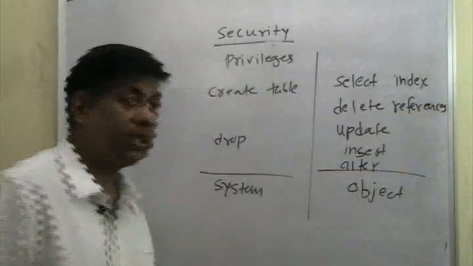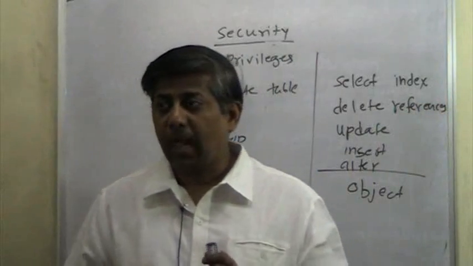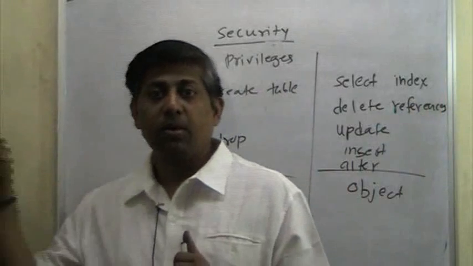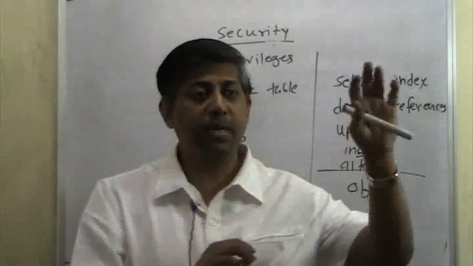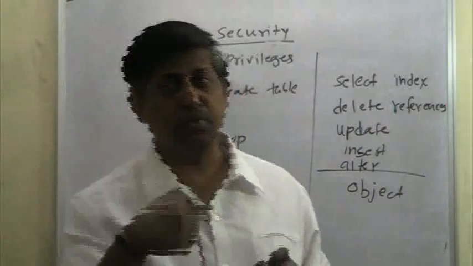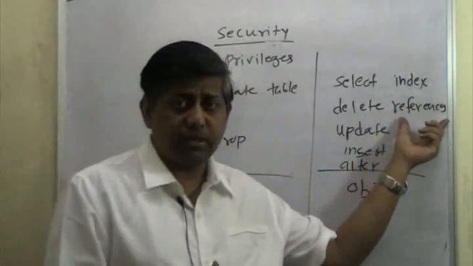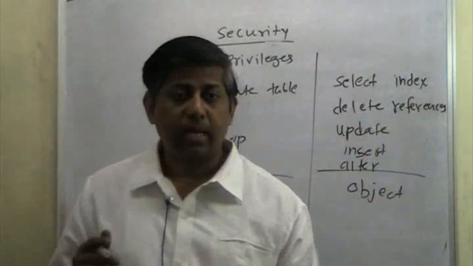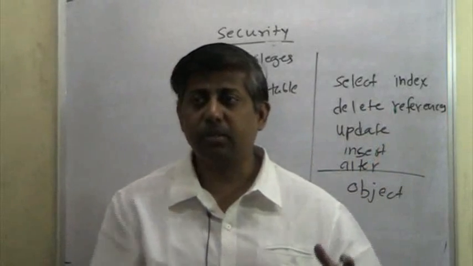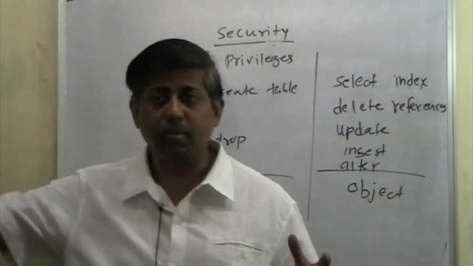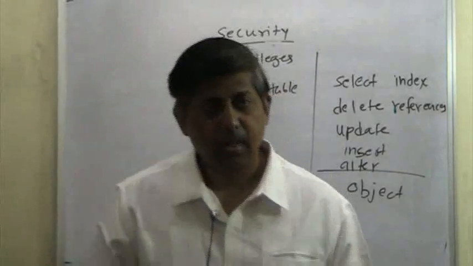So I have a references privilege on the employee table. It means that I can have another table on which I create a foreign key which will reference the primary key of the employee table. You use the word references when you are creating a foreign key. So that is what the references privilege is. If I have a references privilege on the employee table, that means I can create a foreign key on any other table which will reference the primary key of the employee table.